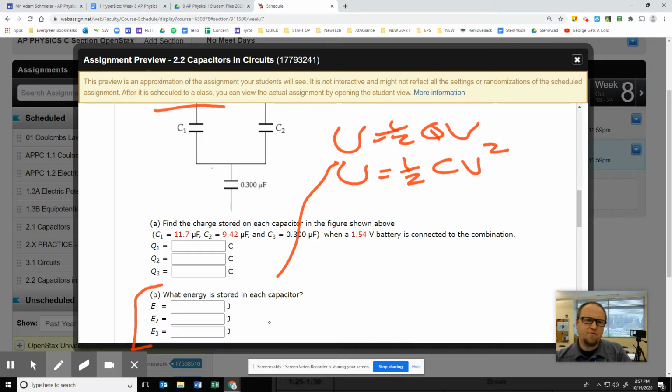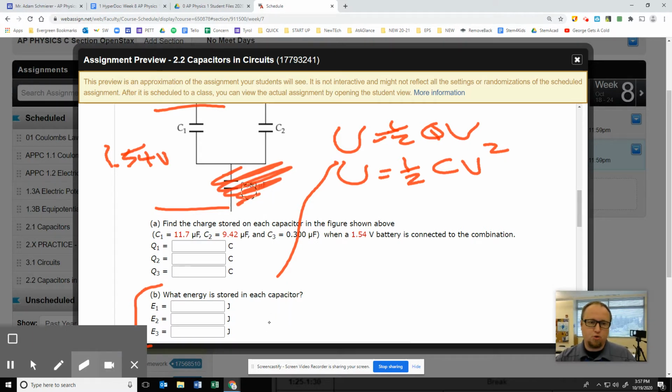And where this problem gets difficult is the voltage is 1.54 volts between those 2 points. It's not saying that the voltage of each of those is 1.54. If this guy wasn't there, that would be true, because then it would just be the two of them in parallel. But since that guy's there, it messes it all up.